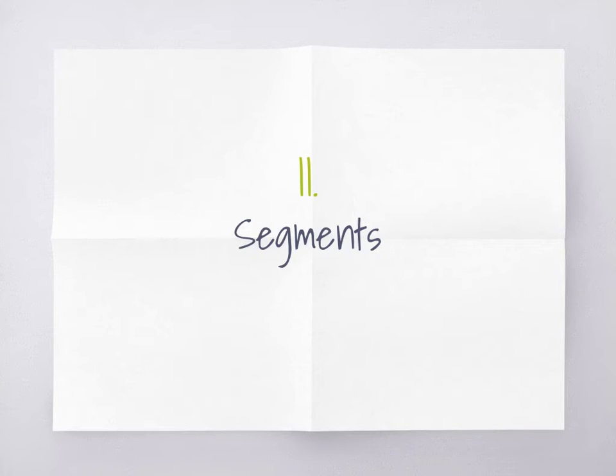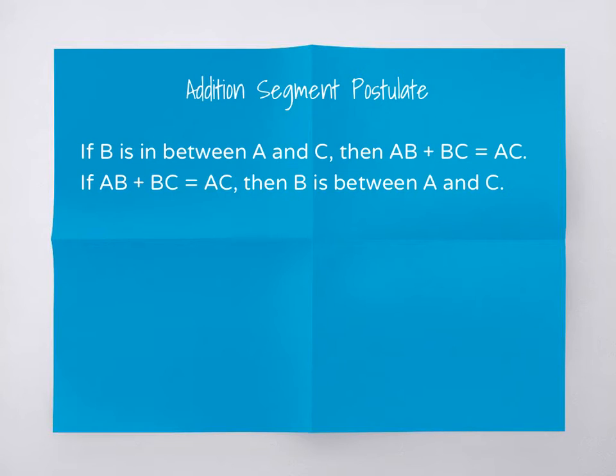All right, so now let's get into segments. And the reason we had to talk about definitions, theorems, and postulates is because our first thing is the addition segment postulate. It says if B is in between A and C, then the length of AB plus the length of BC equals AC. And you can see that they can reverse it as well.